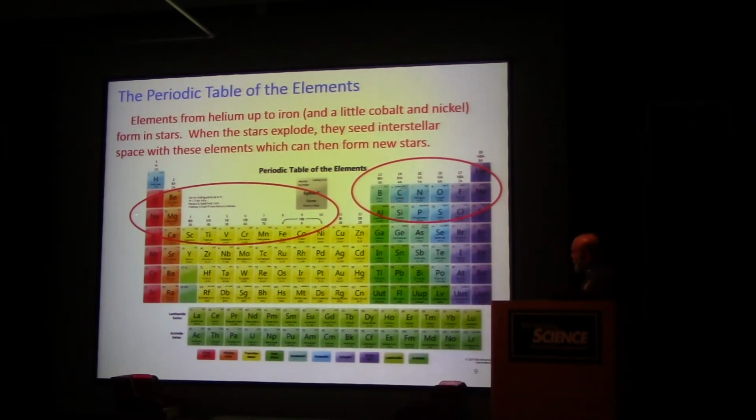But what that gets us is, I put these two circles on here to roughly show you the elements that can be formed that way. That's only about 1/3 of the periodic table of the elements. There's an important part of the story that's missing.